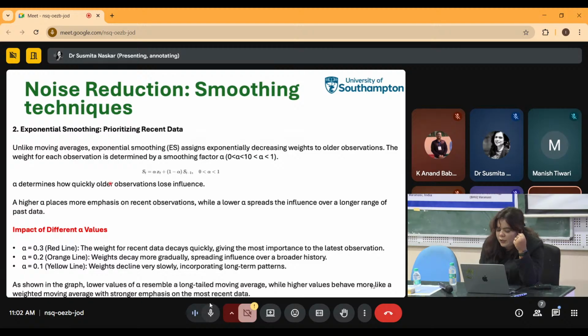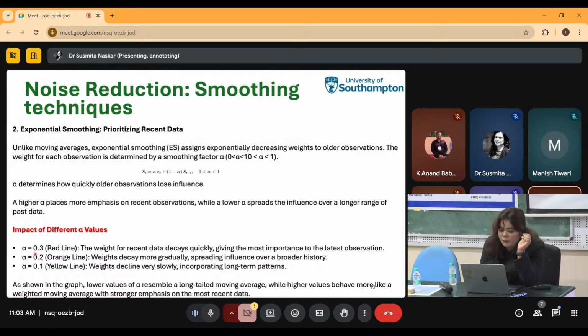The value of alpha is one of the important factors for exponential smoothing, and it determines how quickly the older observations lose their influence. This is the factor that decides which data you need to consider when accounting for the influence, and that can change. So depending on the value of alpha, let's take it as a colored line. If alpha is 0.3, we get a big weight on the newest point, meaning very responsive and less smooth.